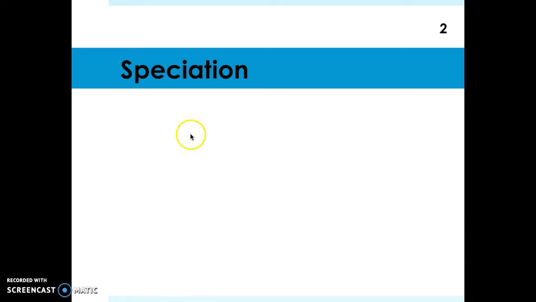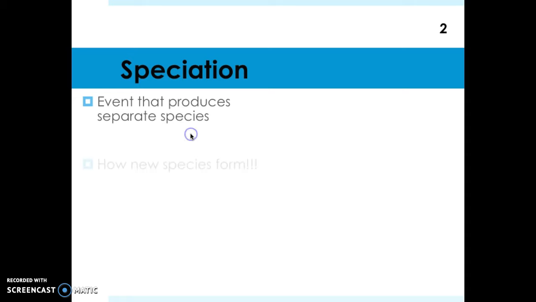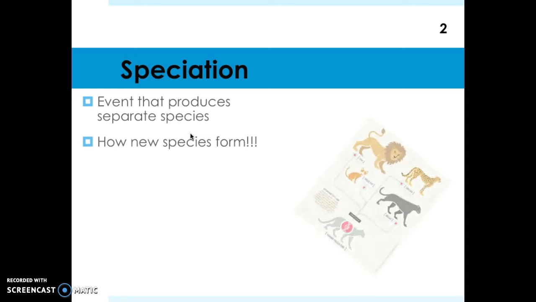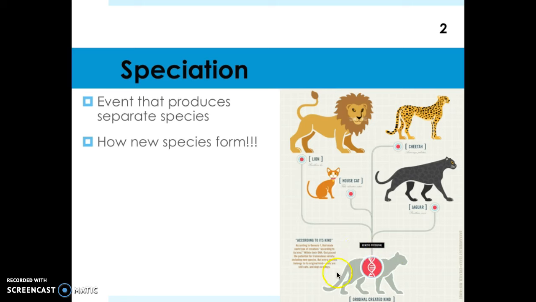Okay, so how do we get a species? So speciation is an event that produces a separate species. So this is when a species is diverging from one into another. So, for example, we're starting with this original cat species, and this cat species has diverged into a house cat, a jaguar, a cheetah, a lion. So how does that happen? That's what we're going to be talking about in the next few slides.